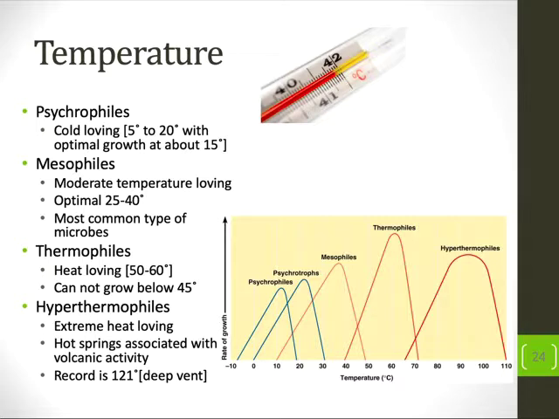Then you have the mesophiles. They love moderate temperatures. Most microbes are in this group. They will grow optimally around 37 degrees Celsius. You have the thermophiles. They are the heat-loving microbes. They cannot grow below 45 degrees Celsius, so there has to be more heat. And then you have the hyperthermophiles, extreme heat. So we've seen some organisms grow around 121 degrees Celsius, and these are the archaea, the hyperthermophiles.